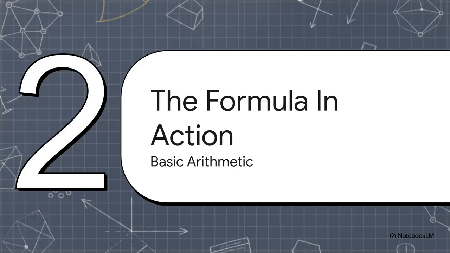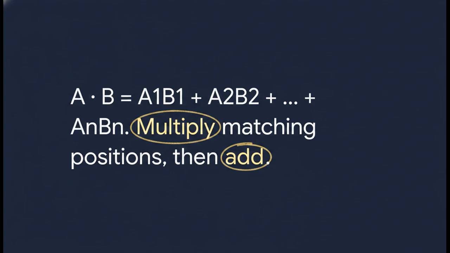Let's move over to section 3 now and see how this actually builds mathematically in our formula in action segment. Okay, here is the underlying mathematics, and I promise you, this is literally just basic arithmetic. The formula is A dot B. A and B are our two vectors. A1 is the first number in vector A, and B1 is the first number in vector B, and so on.